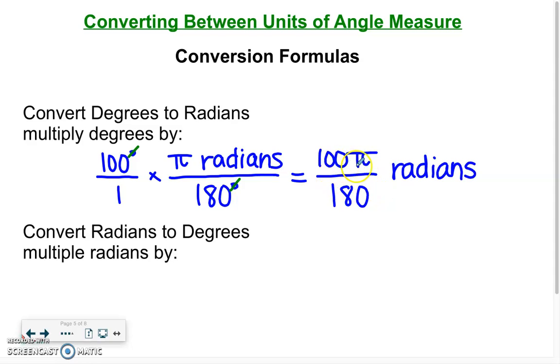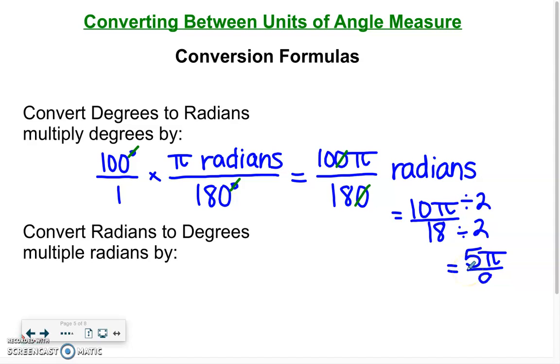And then of course we would simplify by reducing this fraction. You could divide by 10, which would essentially eliminate the zeros. So you'd have 10 pi over 18, and then you could divide by 2 to reduce it a little further and make it 5 pi over 9. So moral of that story is 100 degrees as an angle measurement is equal to 5 pi over 9 radians.